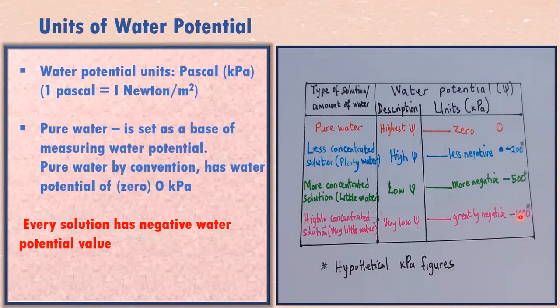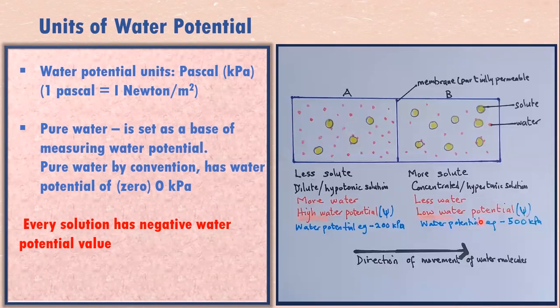So we go back to look at our solution, and here you have less solutes, you have more water, so you have high water potential, and we can give it around minus 200 pascals. This is low water potential, so it has lower negative, so it becomes minus 500 pascals. This is how water potential is measured.